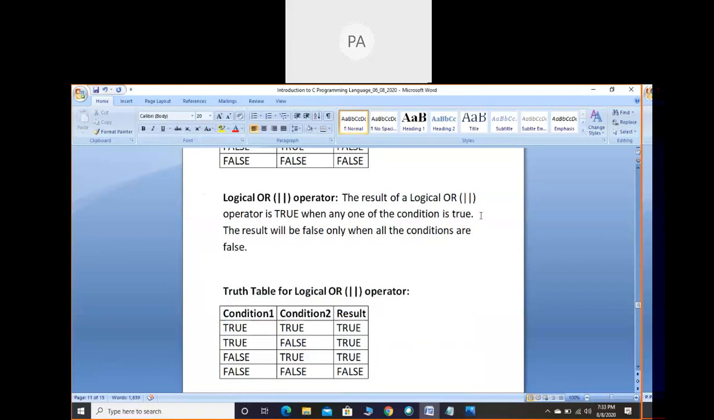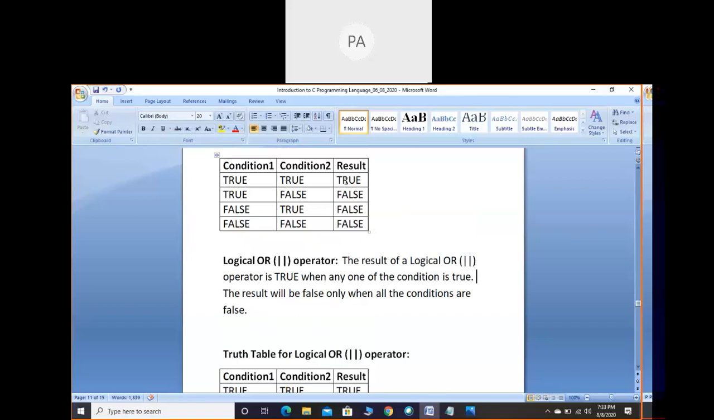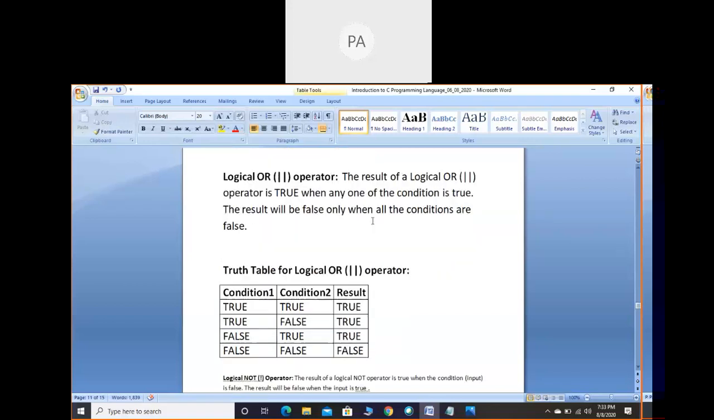That means, given n number of conditions, that is more than one condition, if any one condition is satisfied, then the result will be true. The result will be false only when all the conditions are false. So we can think it is the opposite of and. In case of and, the result will be true only when all the conditions are true. Here in this case, the result will be false only when all the conditions are false.